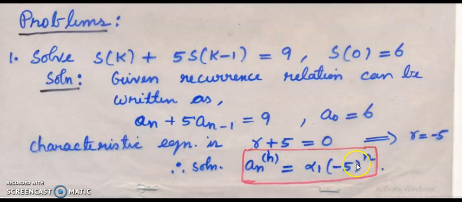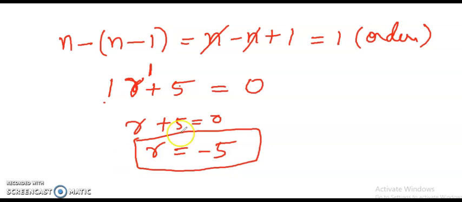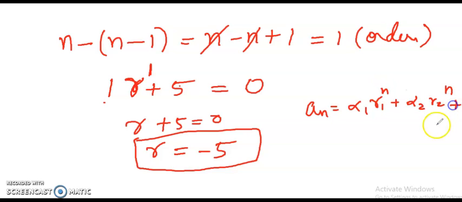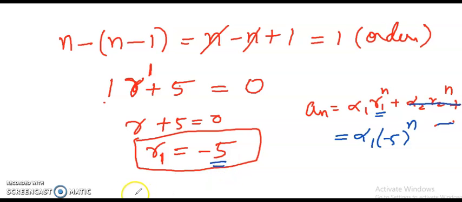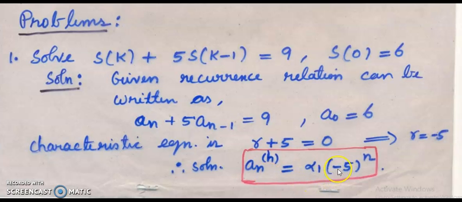We learned that when the roots are real and distinct, we can write the solution as alpha 1 r1 power n, alpha 2 r2 power n, plus etc. Here there is no r2, we have only r1. So there is no need to take these terms. We take only this one, alpha 1 times minus 5 raised to n, because r1 is minus 5. So we get this solution.